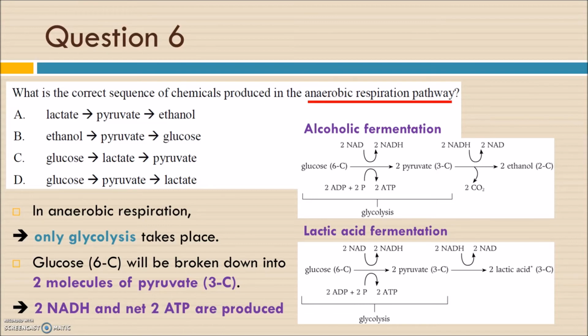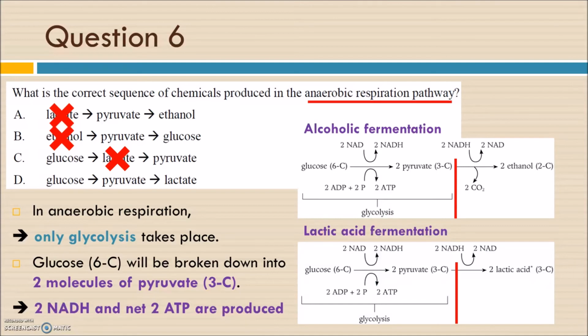This process produces net 2 ATP, 2 NADH, and 2 pyruvate molecules. Remember the slogan, 222 in glycolysis. Somehow, at this moment, you can eliminate answers A, B, C. But I would like to mention one more thing. It is the importance of alcoholic fermentation and lactic acid fermentation.